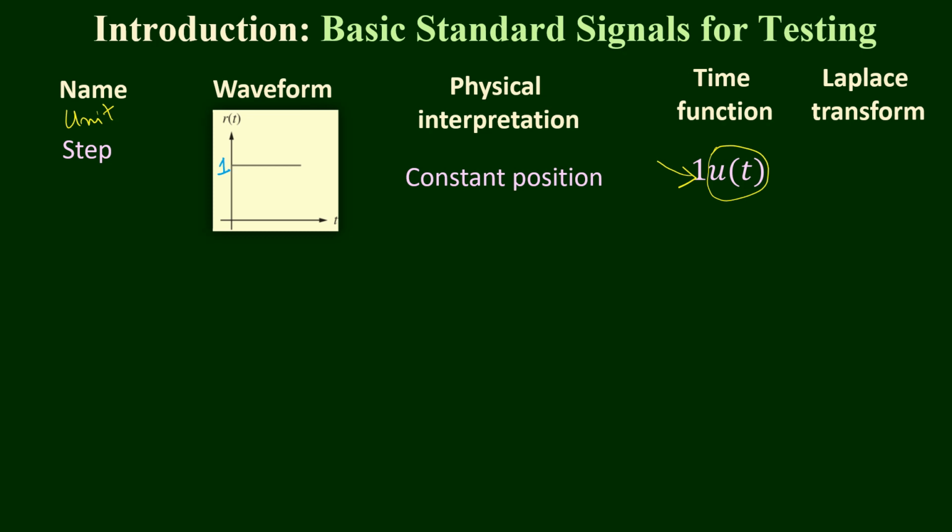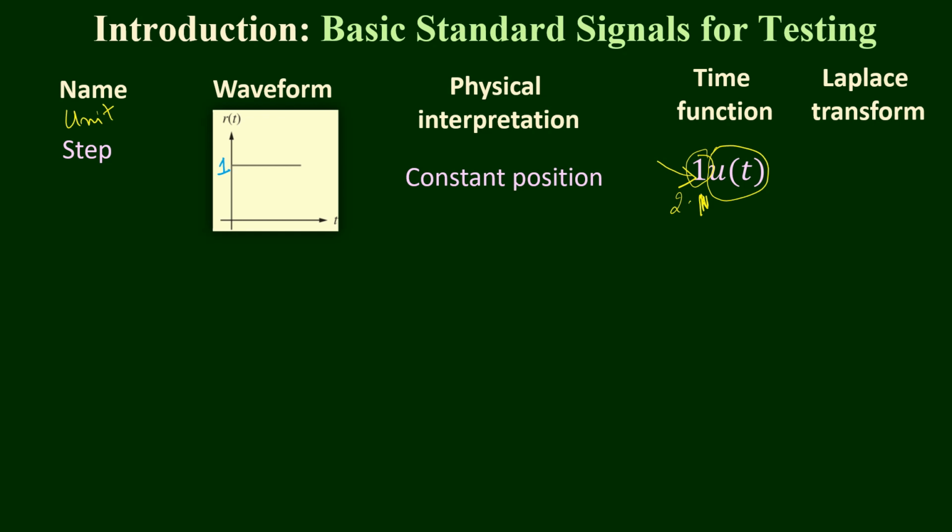But if it is other than 1, we write the number, like if it is a step function of 2.1, we should write it. But if it is 1, then we write only u of t, and u of t represents the unit step function. And of course, you have studied the Laplace transform for this.